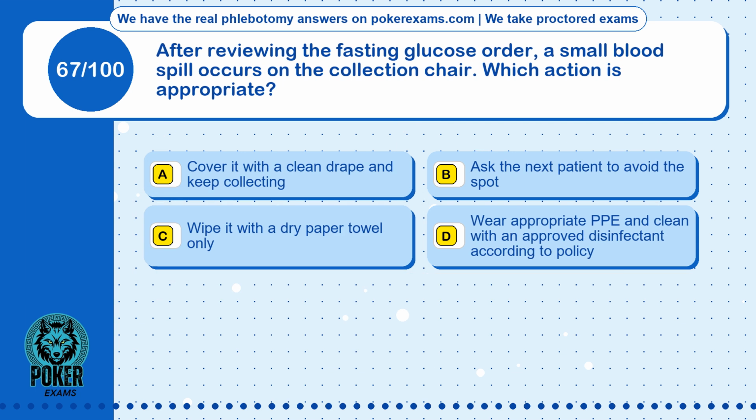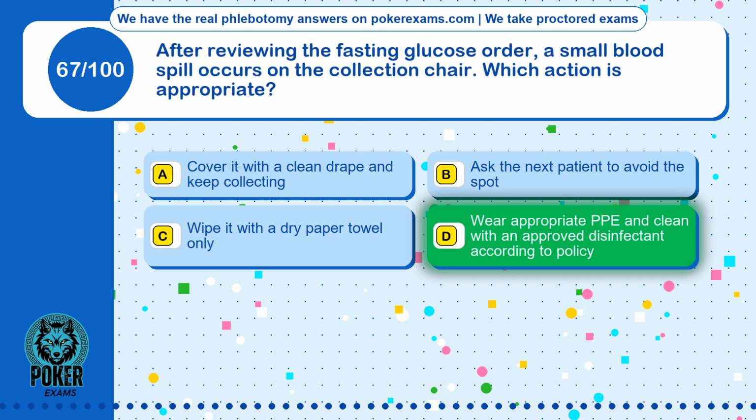Question 67. After reviewing the fasting glucose order, a small blood spill occurs on the collection chair. Which action is appropriate? Option A, cover it with a clean drape and keep collecting. Option B, ask the next patient to avoid the spot. Option C, wipe it with a dry paper towel only. Option D, wear appropriate PPE and clean with an approved disinfectant according to policy.